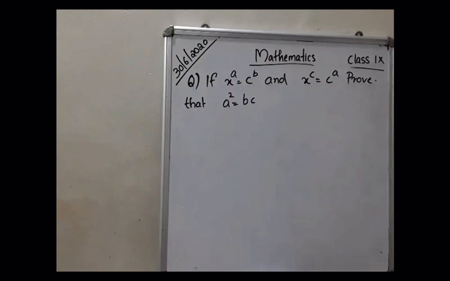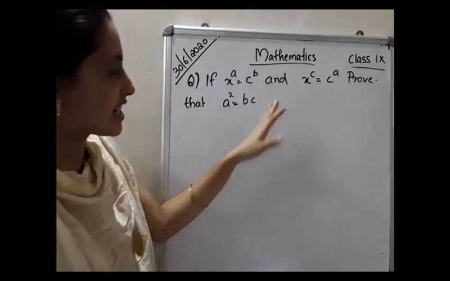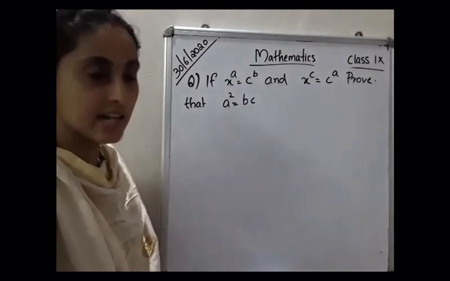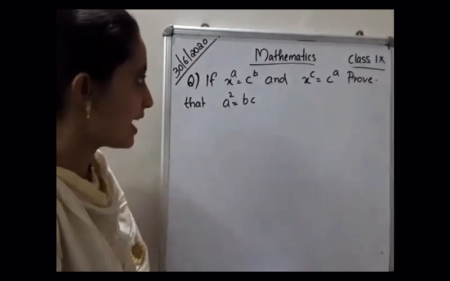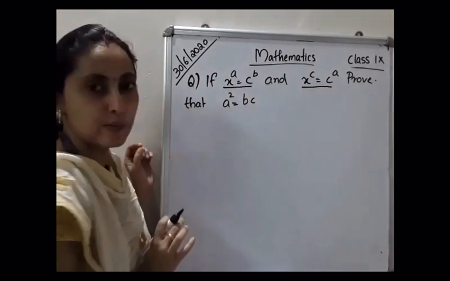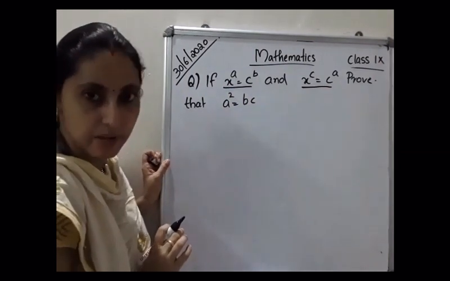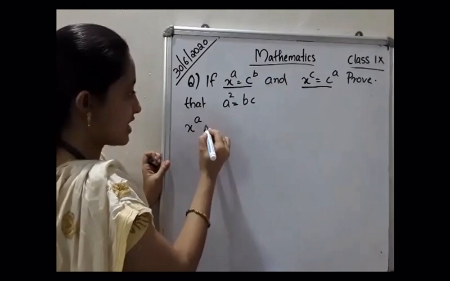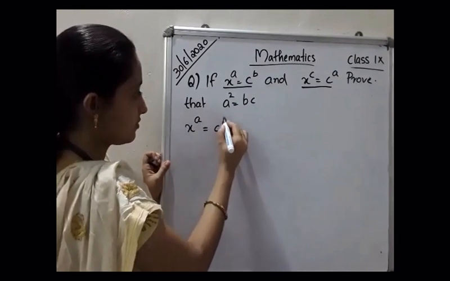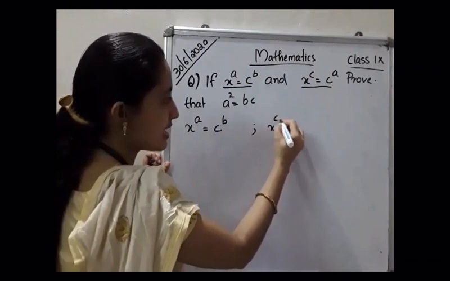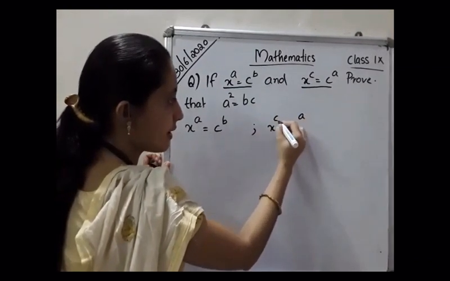Okay, the next question is: if x raised to a is equal to c raised to b, and x raised to c is equal to c raised to a, prove that a square is equal to b into c. Here the two conditions are given, and you want to prove a square is equal to b into c. For that purpose we write x raised to a is equal to c raised to b, and also x raised to c is equal to c raised to a.